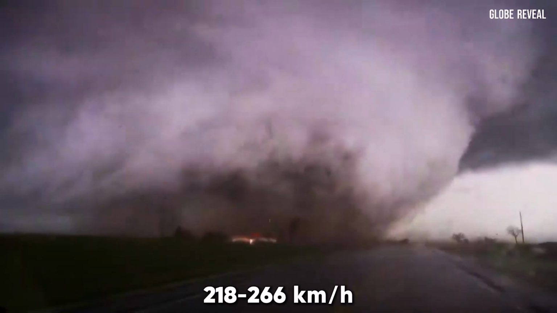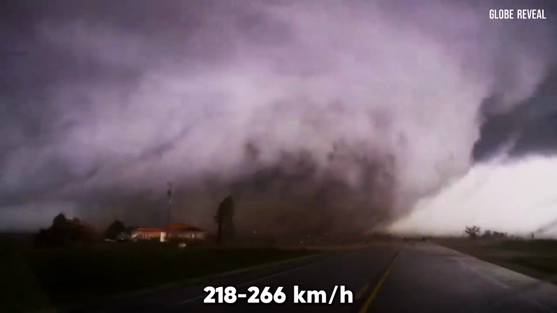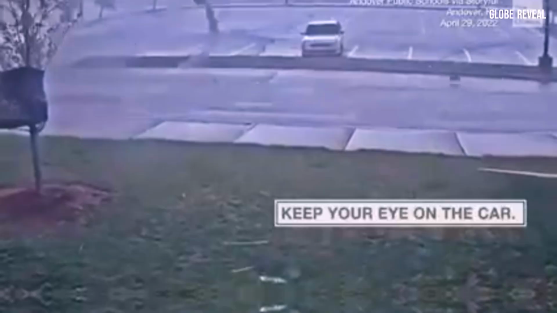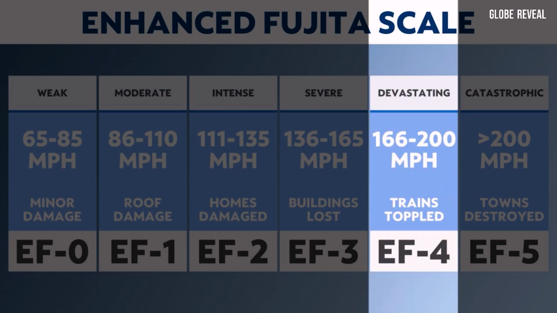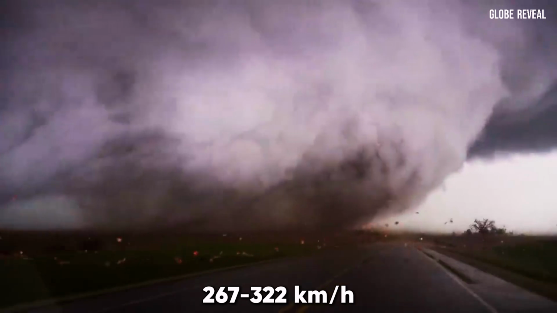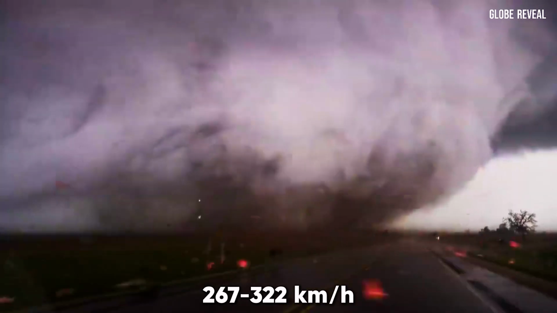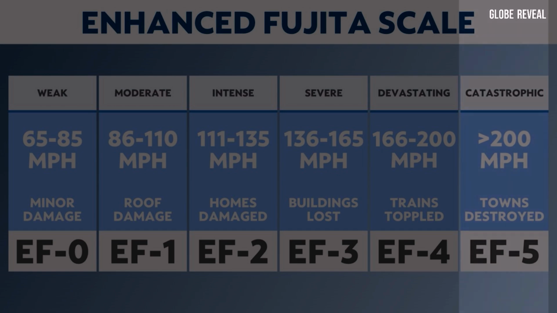EF3, wind speeds of 218 to 266 kilometers per hour. This causes severe damage to well-built houses, overturns trains, and moves cars. EF4, wind speeds of 267 to 322 kilometers per hour. Houses are completely destroyed, cars are blown away, and steel structures are heavily damaged.